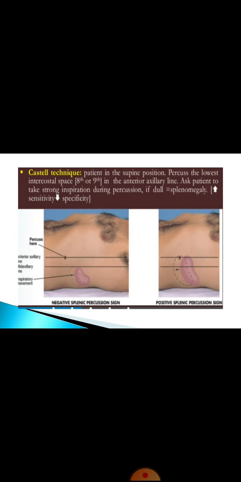For detection of mild splenic enlargement, we do the Castell technique, where we percuss over the last intercostal space, the 8th or 9th intercostal space at the anterior axillary line. During that percussion, the patient is asked to take a strong inspiration. If percussion is resonant, there is no enlargement of the spleen, and if it is dull, there is splenomegaly.